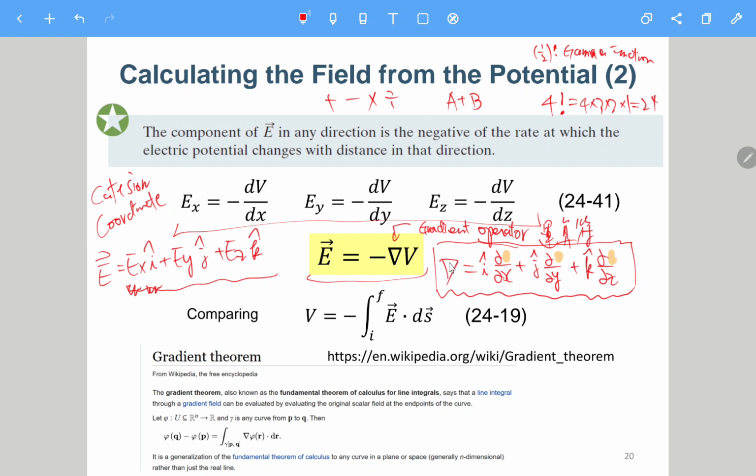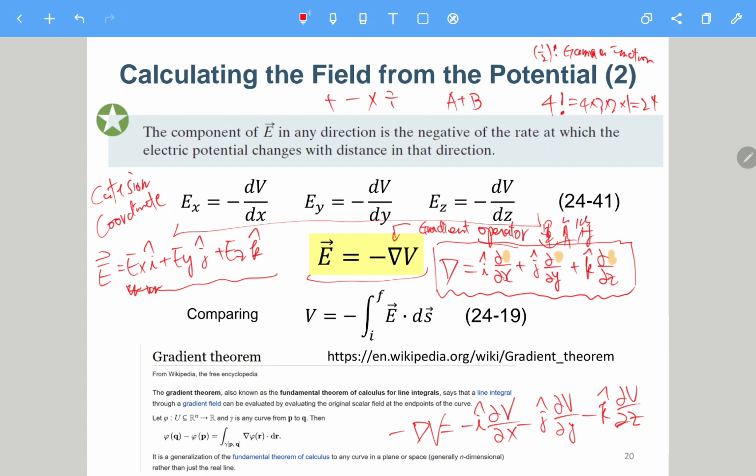But here, this operator is only followed by a scalar field. So when this operator operates on, for example, the potential, which is a scalar field, it becomes a vector field, because it is the gradient of V, and then take the negative sign, which will be negative i hat partial V partial x, minus j hat partial V partial y, minus k hat partial V partial z.